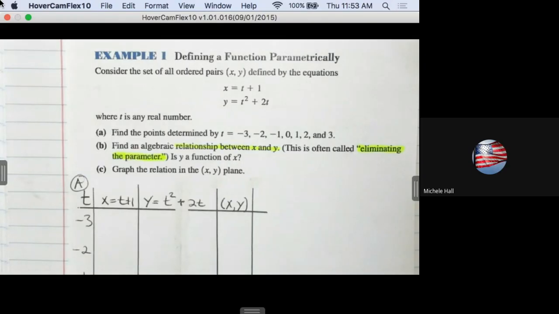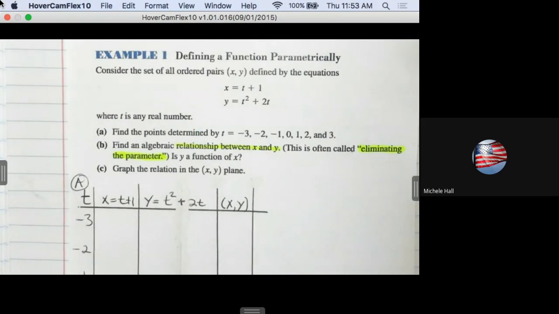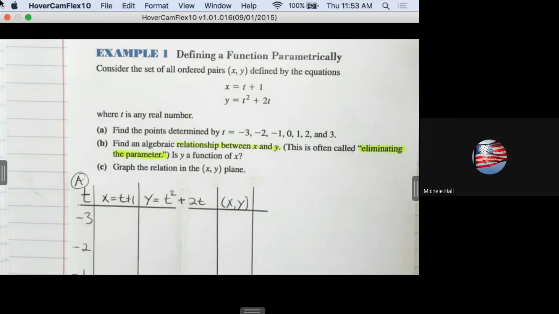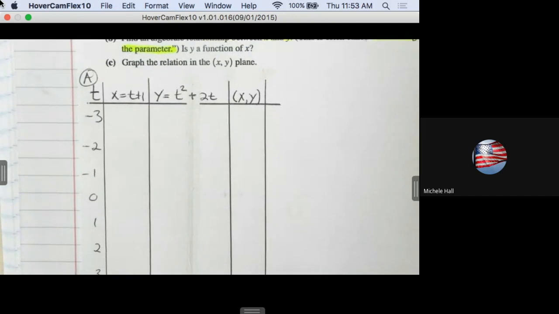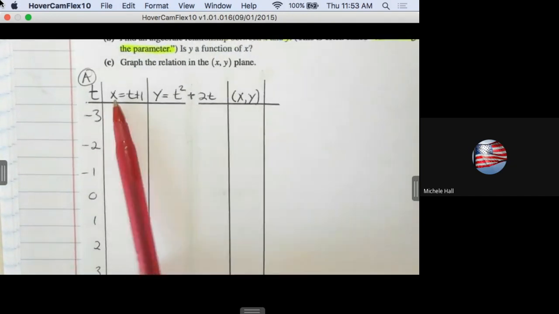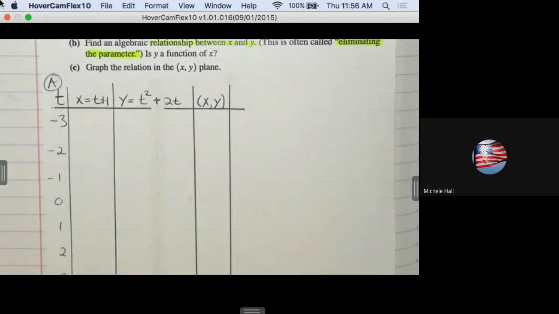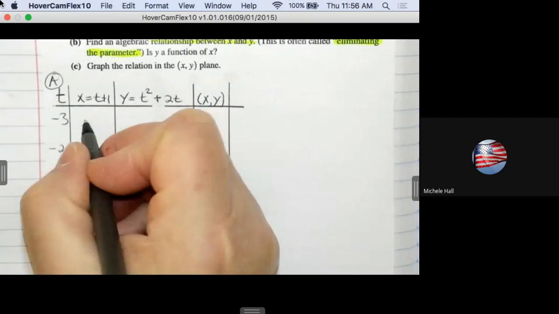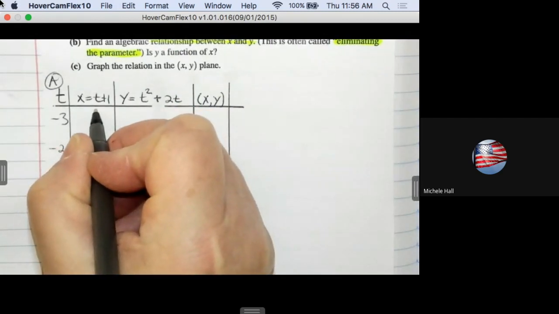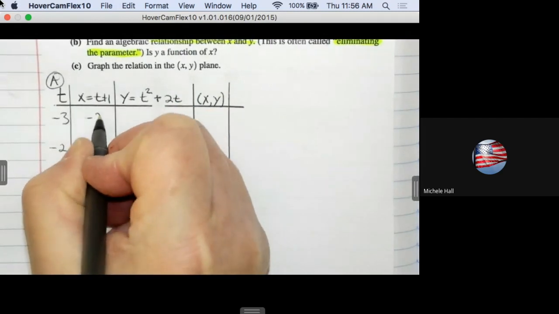Example 1, parametric equations, where t is any real number. So we're going to make a table because A says find the points determined by t. So we're using t values. We have an x function and a y function. So we're just going to substitute in some values here for t. -3 plus 1, what's x going to be? -2.